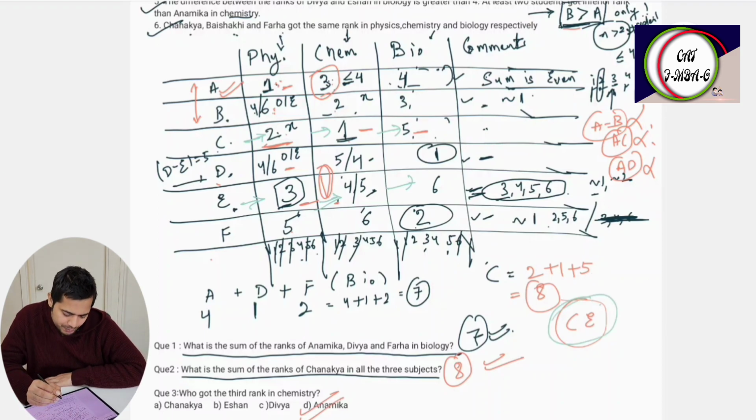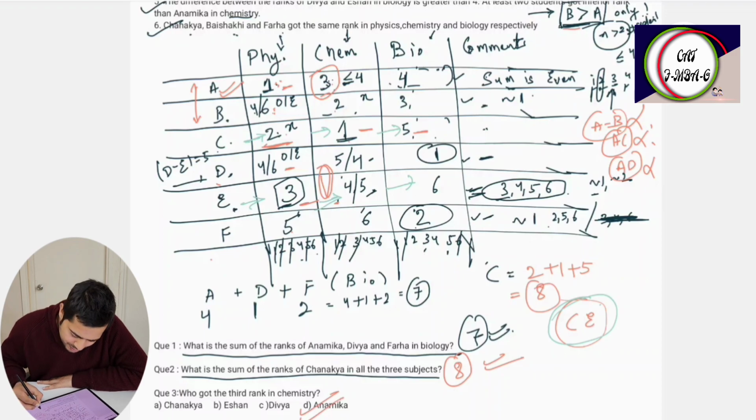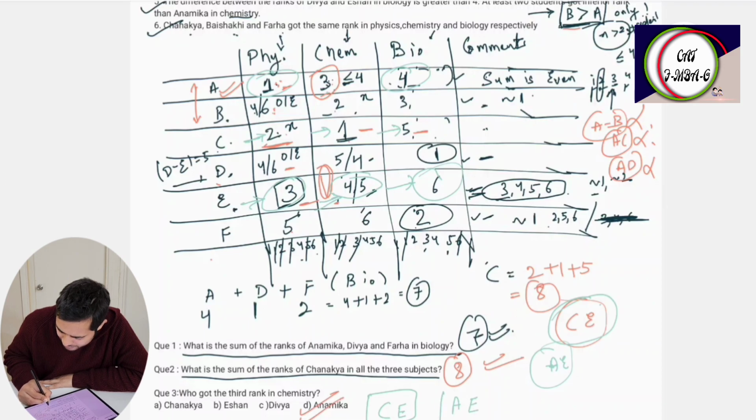Let me check for another pair. Can it be D and E? 4 is greater, 5 is greater? No. Can it be A and E? 1 is less, 3 is less. Yeah, A and E can also be there. Here 1 is less than 3 and 3 is always less than 4 or 5 and 4 is always less than 6. So I think we are able to get only two pairs, C and E and A and E. I missed this A and E part.